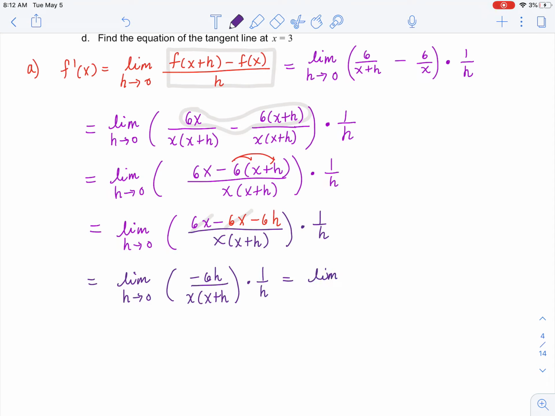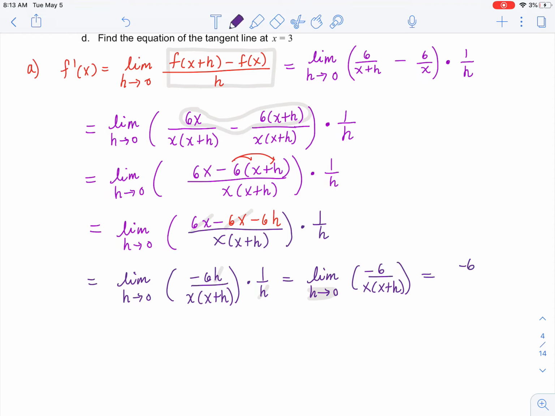So now I can cancel out that h with that h. So here's the simplified difference quotient: negative 6 over x times x plus h. Now we're ready to plug in what? We're ready to plug in h equals 0.